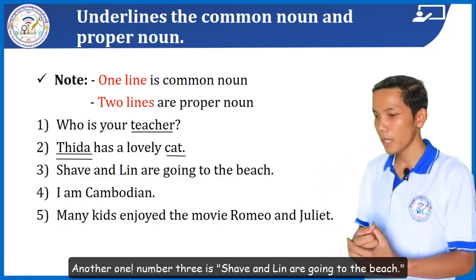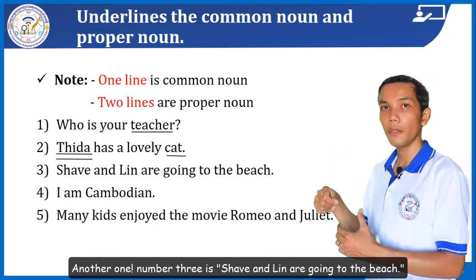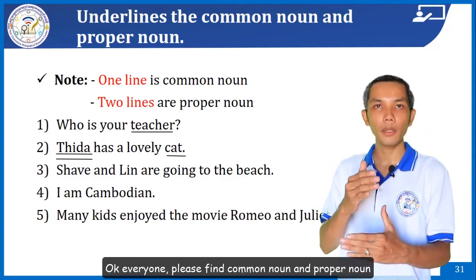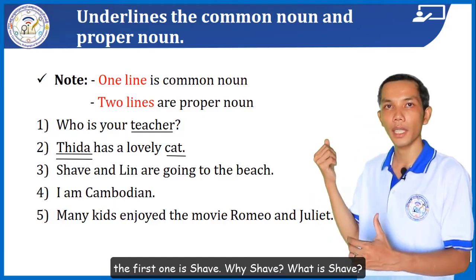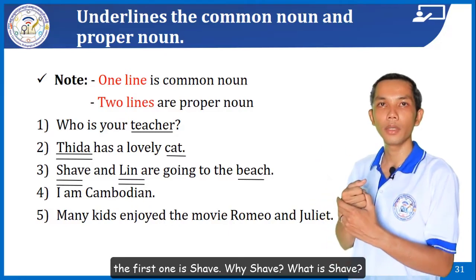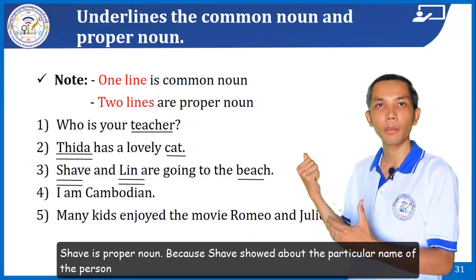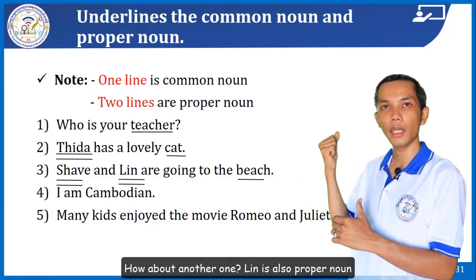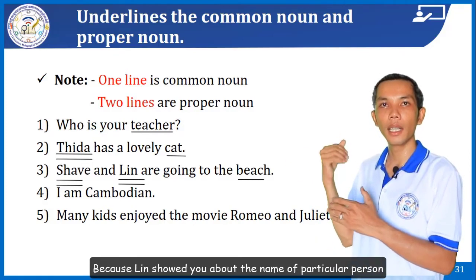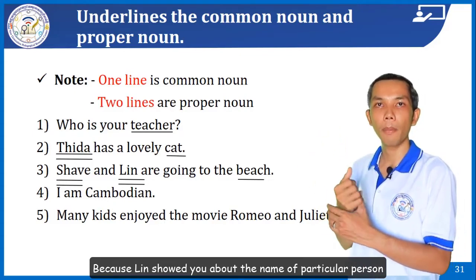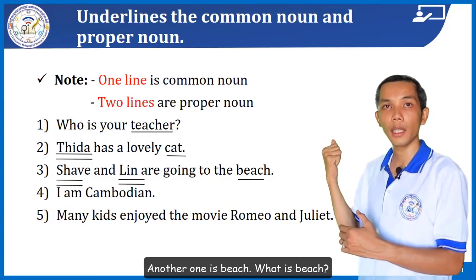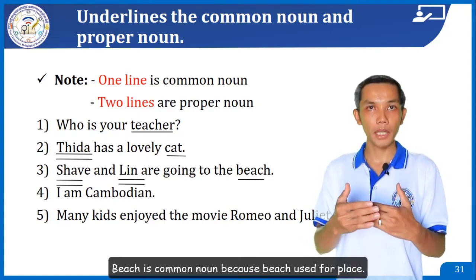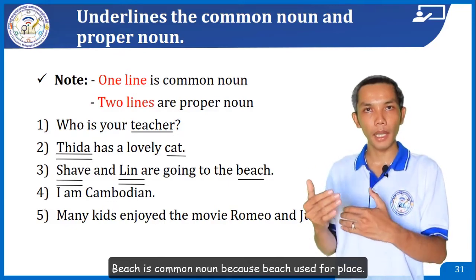So, Tida is a proper noun and cat is a common noun. Number three: Chef and Lin are going to the beach. Please find the common noun and proper noun. The first one is Chef. Chef is a proper noun because it shows you the particular name of a person. How about Lin? Lin is also a proper noun because it shows the name of a particular person. Another one is beach. Beach is a common noun because beach is used for places.